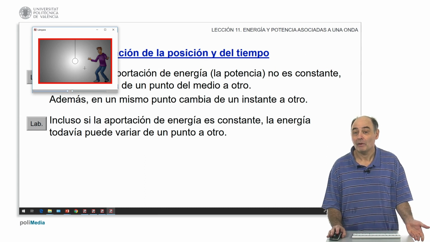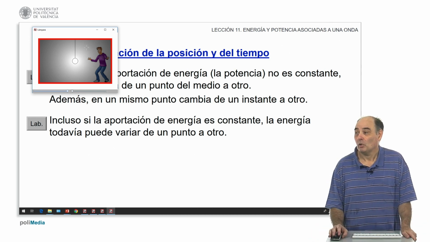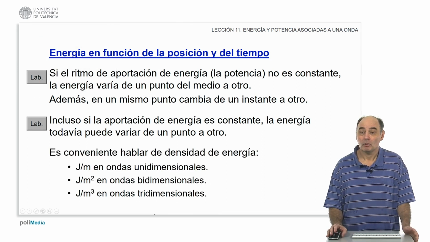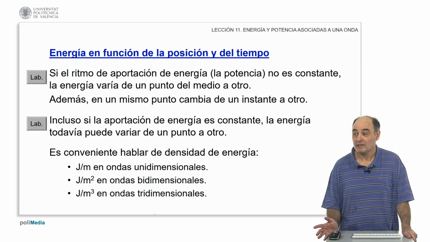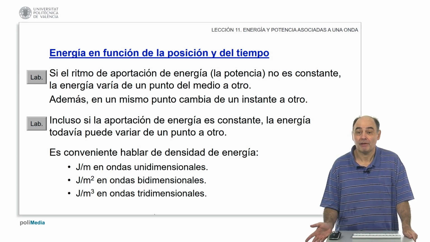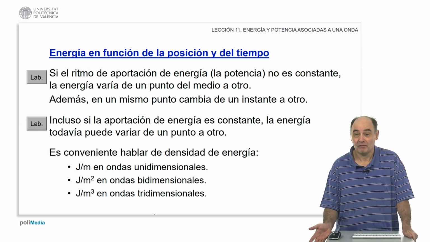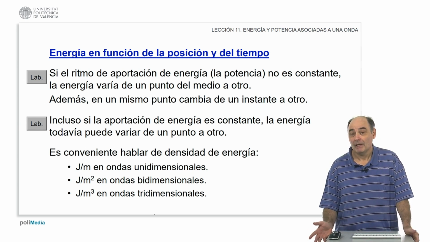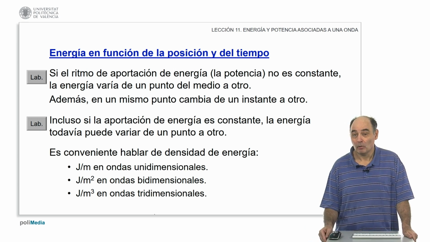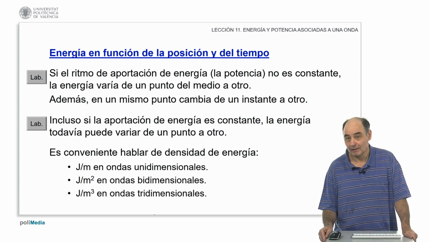That is, we have to say that it happens in each place, and as in each place there cannot be an energy because it really is an infinitesimal element, it is logical to talk about energy density. How is that energy density expressed? Well, if the wave is one-dimensional, as in the case of springs, we would have to speak of joules per meter of length. In the case of two-dimensional waves, such as waves traveling over the surface of the sea, we would have to speak of joules per square meter of sea propagation surface. In the case of light or sound, which travels in 3 dimensions, we would have to talk about how many joules we have per cubic meter of that medium.